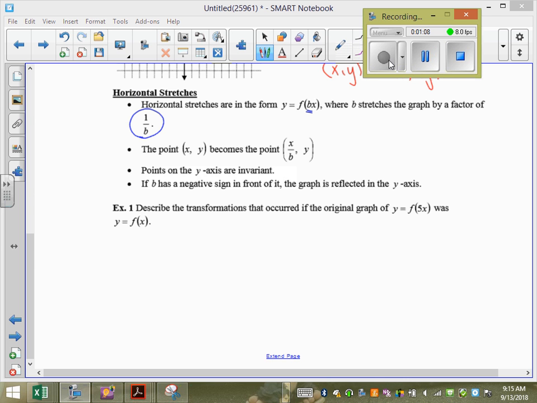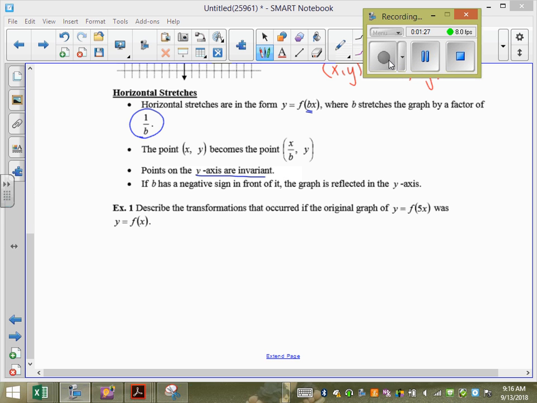And once again, the points on the y-axis are invariant. Why would that be? Because that's where x equals 0, right? And where x equals 0, if I multiply by something, it stays 0. So they're going to be invariant. And if it's a negative sign, it's a reflection in the x-axis, or sorry, it's a reflection in the y-axis, not anything to do with the stretch.